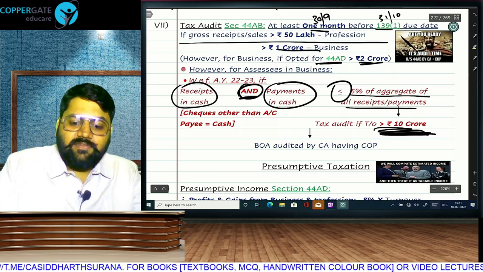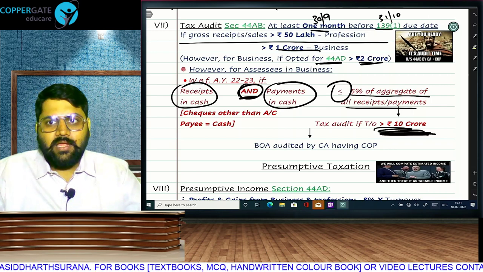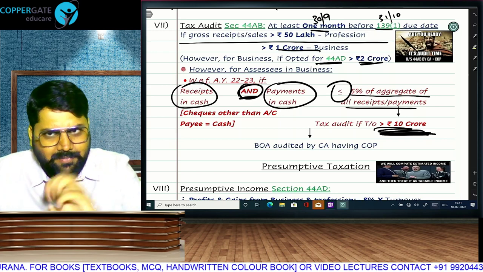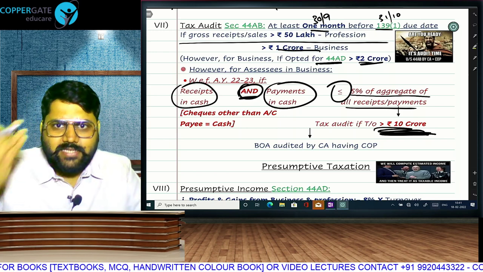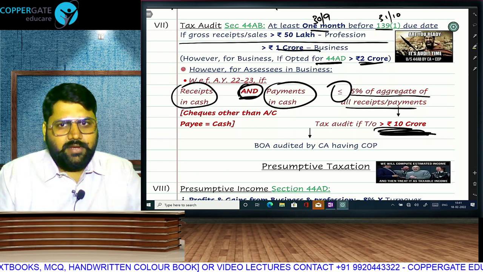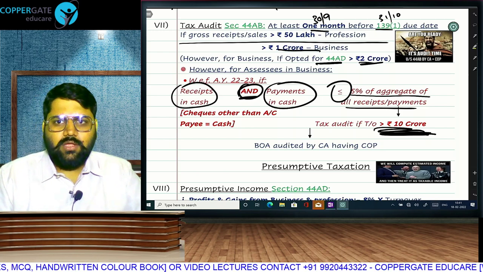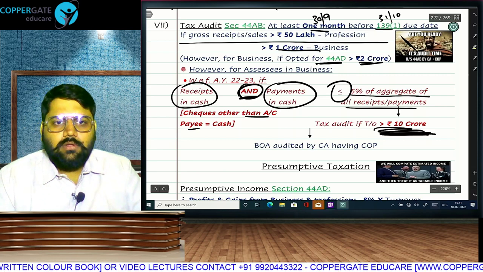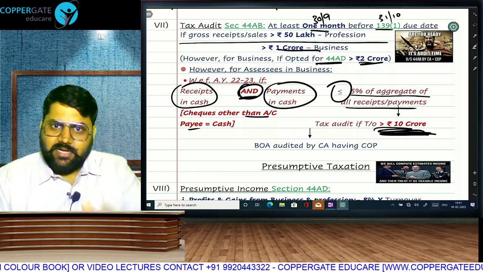Then tax audit will be applicable only after your turnover exceeds 10 crore, to promote more and more transactions through banking channels and elimination of cash in the economy. We are enhancing the limit to 10 crore rupees if the receipts and payments in cash are both up to 5% of total. And if the cheque is other than an account payee cheque, a cross cheque or a bearer cheque, that will be treated as cash only.